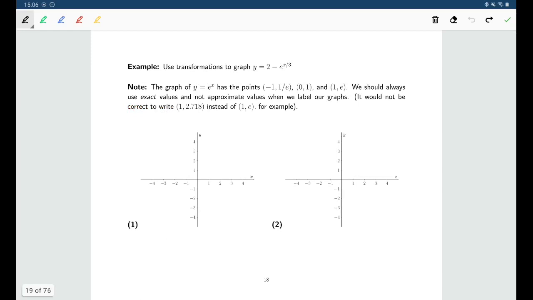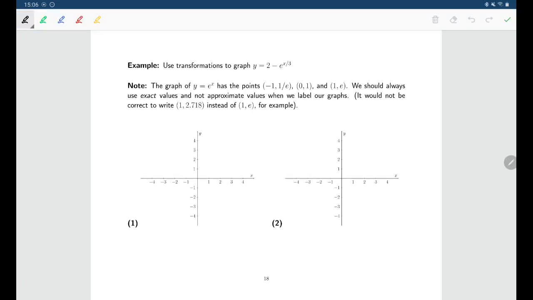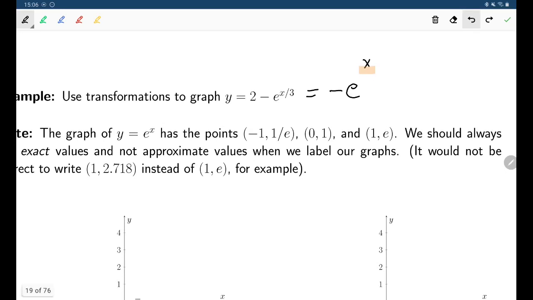All right, I want to use transformations to graph this exponential function, 2 minus e to the power of x over 3. And I'm going to rewrite this to make the transformations a little bit more obvious. So I'm going to put the exponential function first. And instead of writing it as x over 3, I'm going to rewrite that as 1/3 times x. And then I've got the little plus 2 at the end.